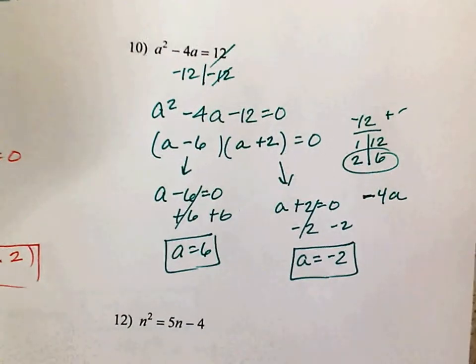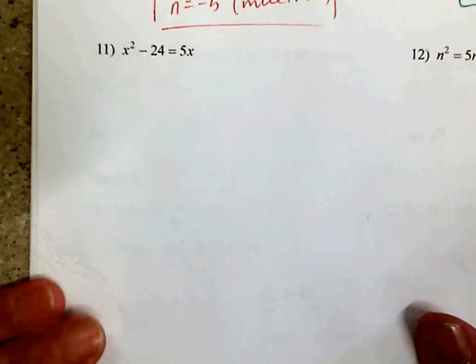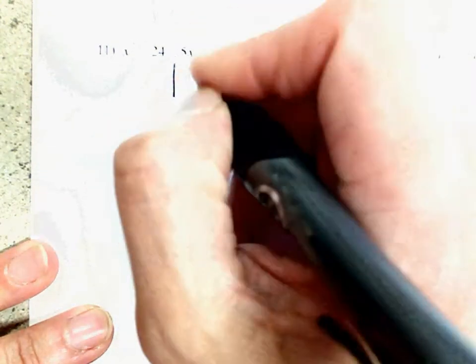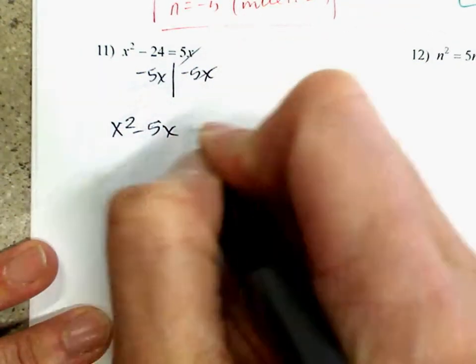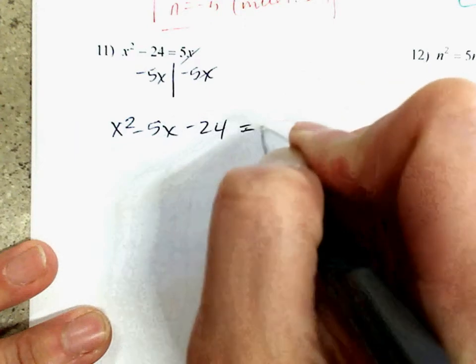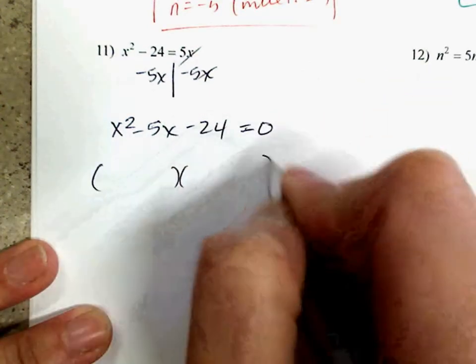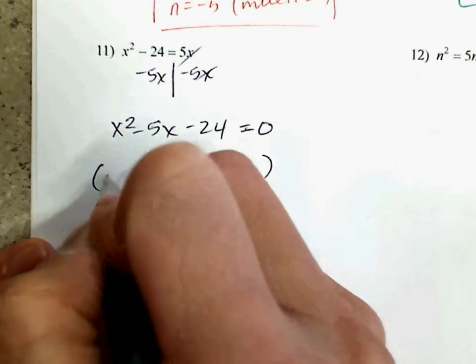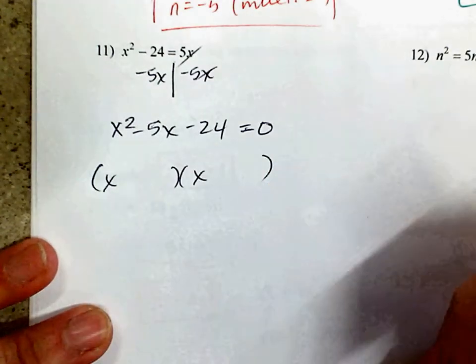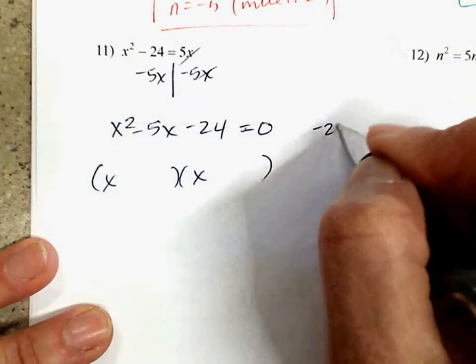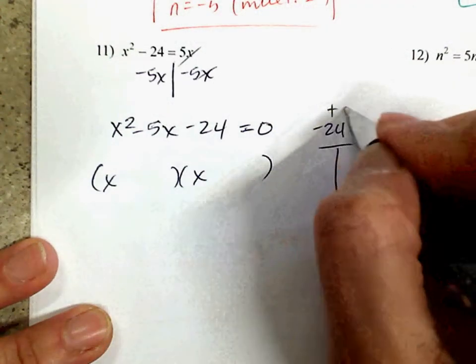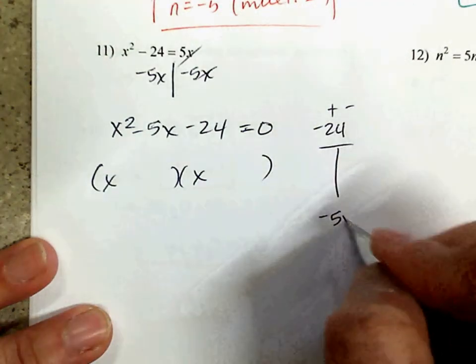Number 11. We continue to factor. Negative 5x, negative 5x. So x squared minus 5x minus 24 is equal to 0. Two sets of parentheses. Factors of x squared is x and x. The word factor means numbers that multiply. Negative 24, you're going to have a plus and a minus, and I want it to be negative 5x.